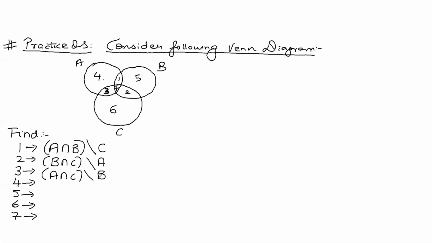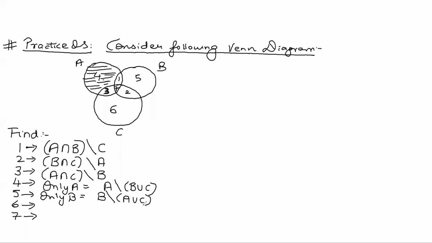What will 4 denote? 4 denotes only A. How will I write only A? Only A means only this part, that means A but not B union C. How will I write 5? Only B, which is B but not A union C. How will I write 6? Only C, which I can write as C but not A union B. And all of us know what 7 is: A intersection B intersection C.